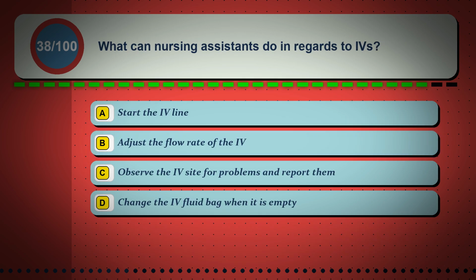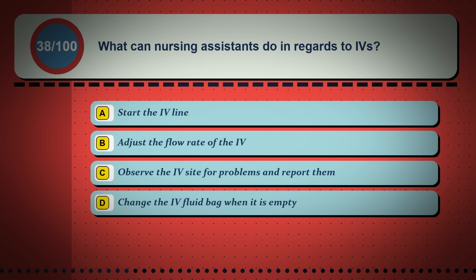Question 38. What can nursing assistants do in regards to IVs? Option A. Start the IV line. Option B. Adjust the flow rate of the IV. Option C. Observe the IV site for problems and report them. Option D. Change the IV fluid bag when it is empty.